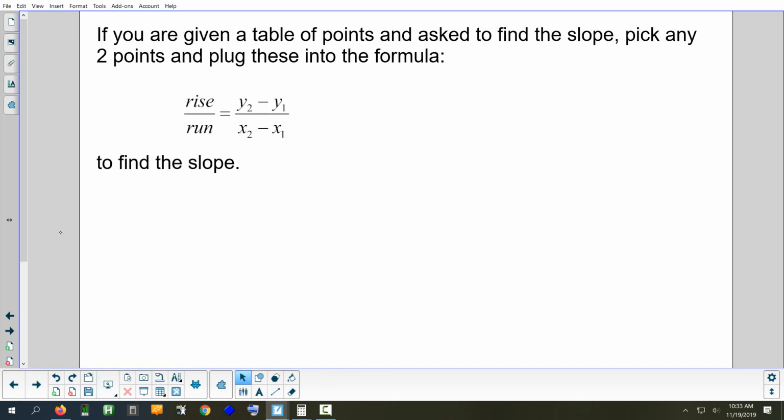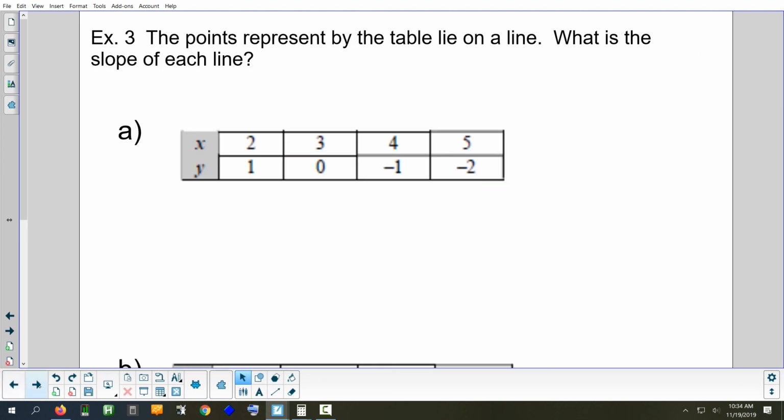Okay, so now, you guys already have this formula, so you don't have to write it again. I'm just reminding you. That's the formula we're going to use in the next problem. If you are given a table, like I'm going to give you in this problem right here, all you have to do is pick any 2 points you want in that table. Doesn't matter. Any 2, and plug them into that formula. I would pick the easiest 2 that you can. So let's write down the formula first.